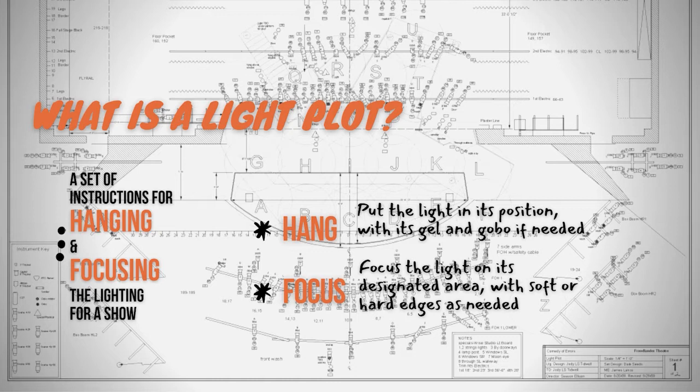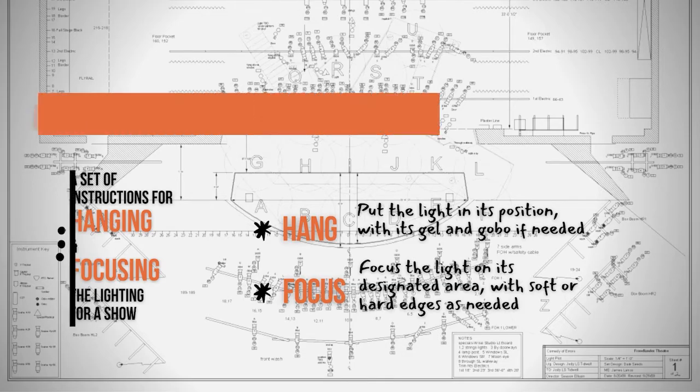When we say hang, we don't mean relaxing with friends. What we mean is putting each light in its assigned position with its gel and gobo, if those are needed. When we say focus, we mean pointing the light on its designated lighting zone with hard or soft edges as needed. If you are ever working on a show and you see that a day has been set aside for a hang and focus, then that's exactly what you will be doing, hanging lights in their positions and focusing them on the places they are supposed to be lighting.